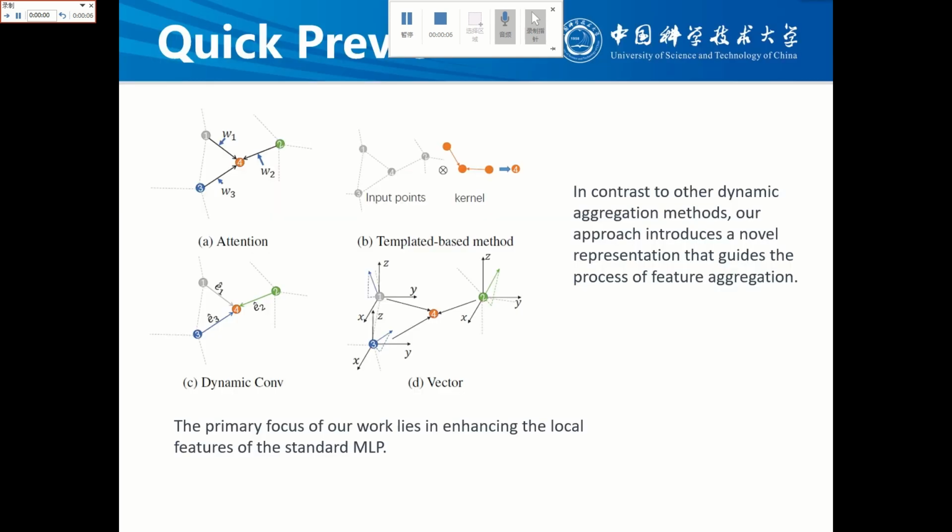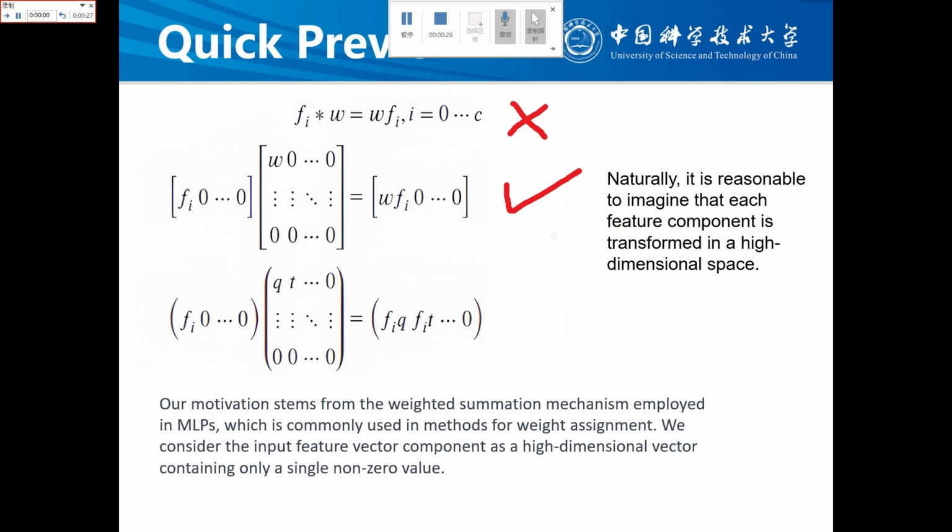As a quick preview, the primary focus of our work lies in enhancing the local features of the standard MLP. Like this picture, in contrast to other dynamic aggregation methods, our approach introduces a novel representation that guides the process of feature aggregation.